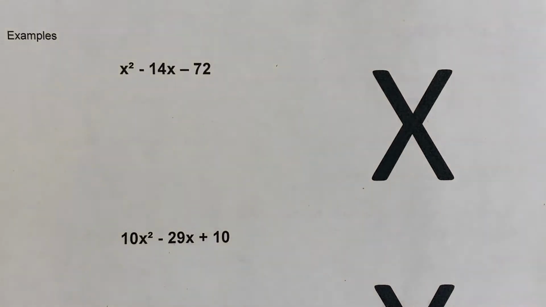Okay, welcome back. We are back to discussing Magic X with a few more examples. We're just going to be zipping through a few more of these so you can see it in action a couple more times. So for this first example, we've got x squared minus 14x minus 72.